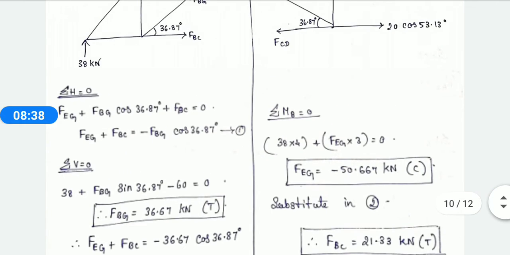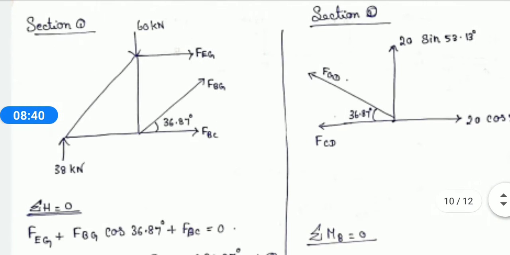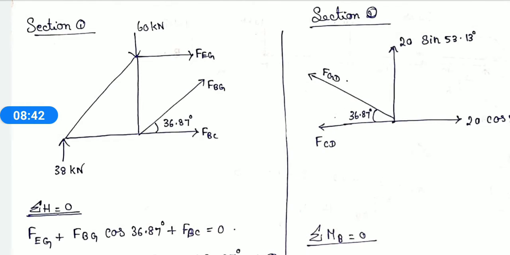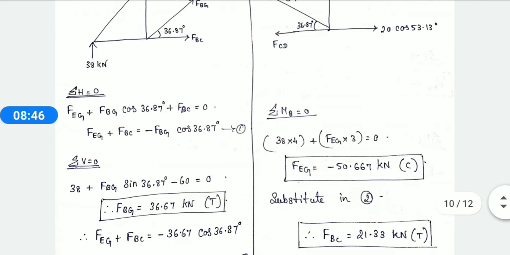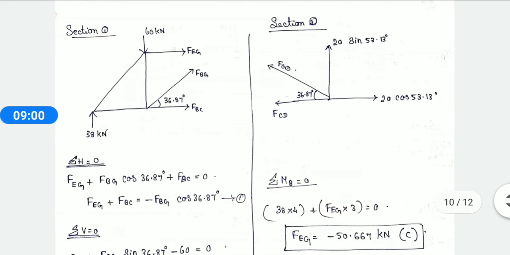See, I had taken only the first part of the truss and analyzed it using three equilibrium conditions, so that I got three member forces, that is F of BG, F of EG and F of BC. According to the sign, I have mentioned whether it is compression or tension. Now what is the next step? We have to move to the next part of the truss.